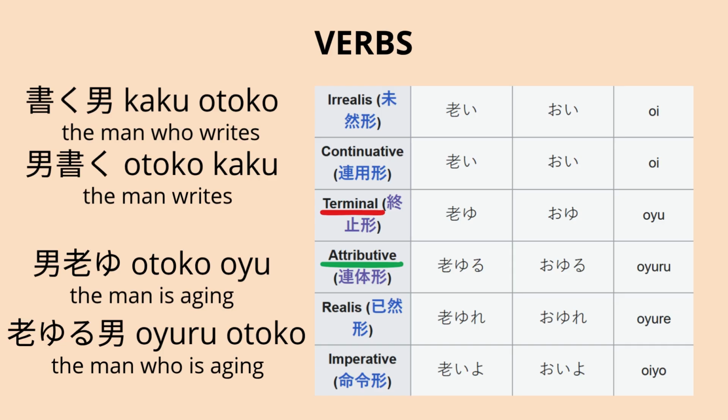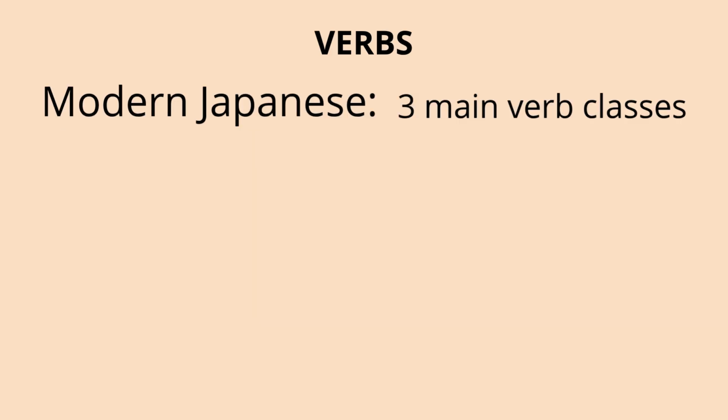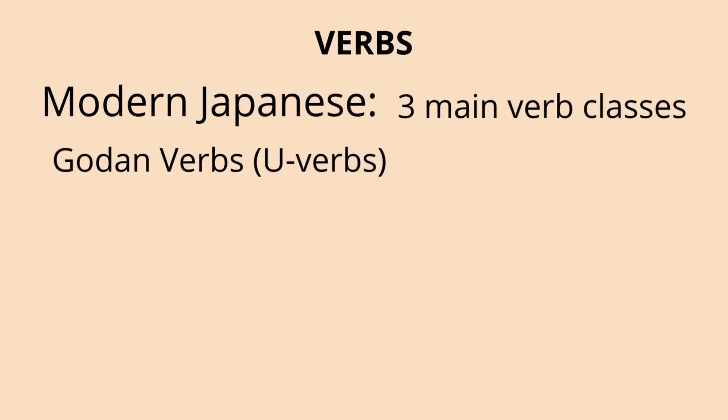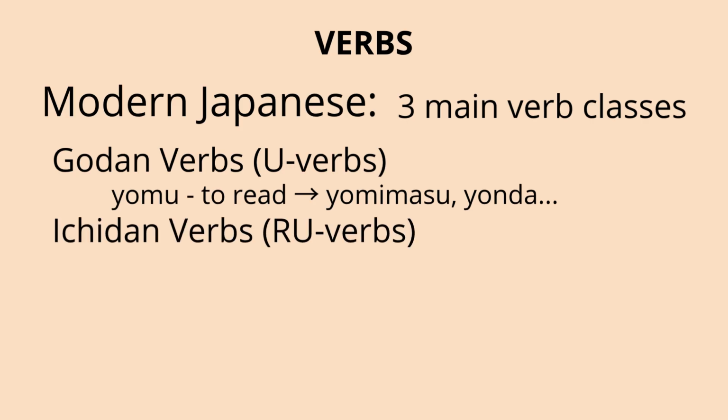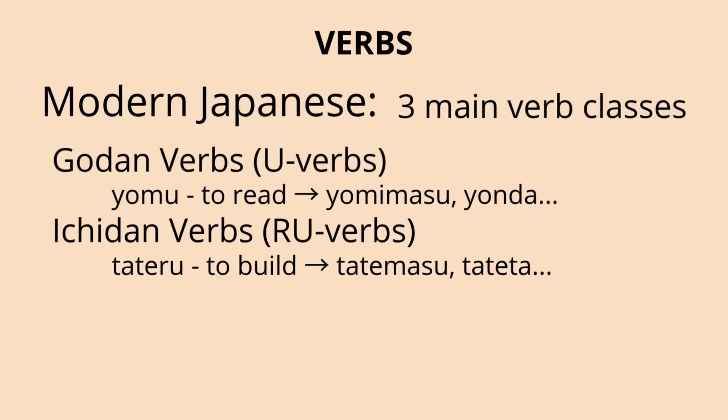Modern Japanese simplified from 8 verb classes to 3 main verb classes. Godan verbs, or u verbs, changed their vowel sounds in conjugation. For example, yomu, to read, becomes yomimasu in the polite form, yonda in the past tense, etc. Ichidan verbs, or ru verbs, always keep the same vowel sound before the ru ending. For example, tateru, to build, becomes tatemasu, tateta, and so on.